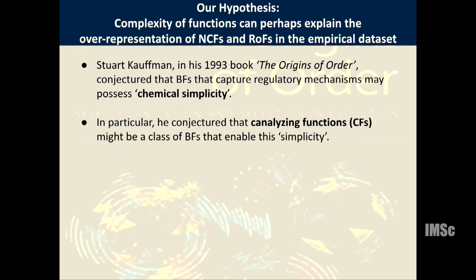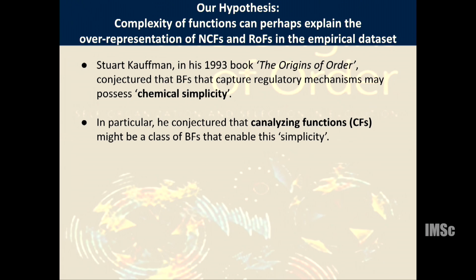So the next point we wanted to address is that in particular we found that the NCFs and the ROFs were enriched in the data. So we asked the question, could there be some striking properties associated with this class of Boolean functions which could explain their enrichment? And for that we draw motivation from what Kauffman said in his seminal book in 1993. In his 93 book, The Origins of Order, Kauffman conjectured that the Boolean functions that capture the regulatory mechanism may possess, in his words, chemical simplicity. In particular, he had conjectured that the canalizing functions, not the nested canalizing functions, might be a class of Boolean functions that enable this simplicity.